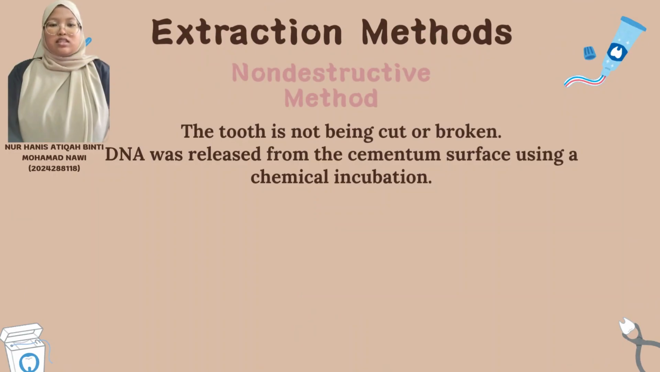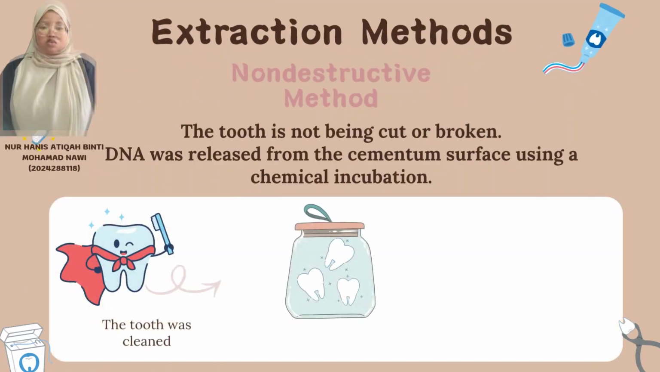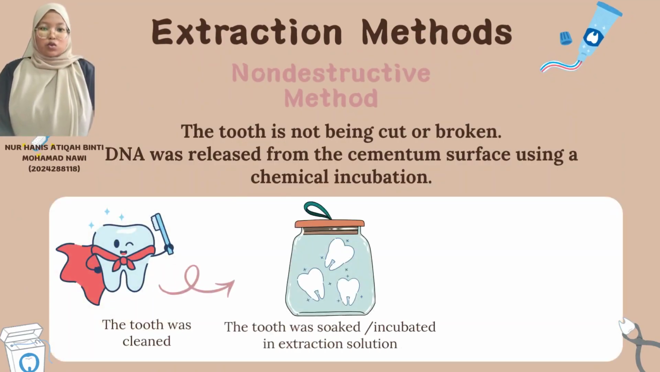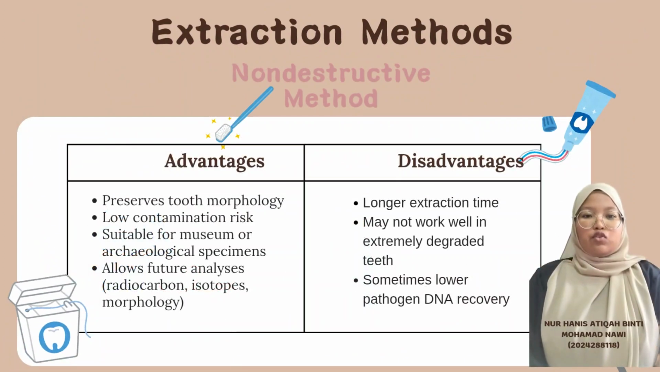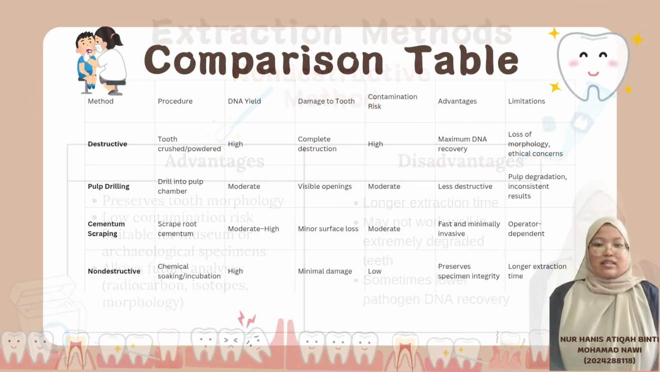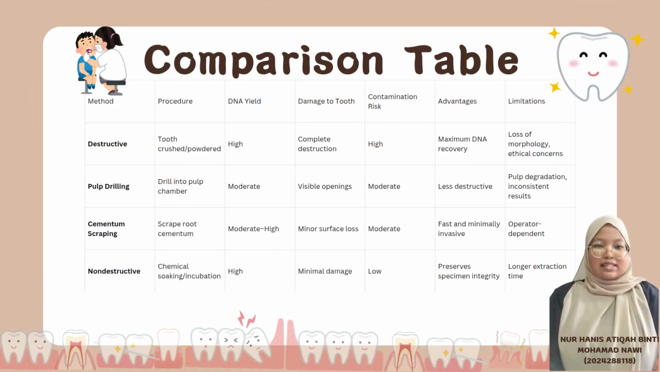The last method is non-destructive method. The tooth is not being cut or broken. The DNA was released from the cementum surface using a chemical incubation. The tooth was cleaned, then soaked or incubated in extraction solution, and the DNA diffused out without damaging the structure. This technique preserves tooth morphology, has low contamination risk, is suitable for museum and archaeological specimens, and allows future analysis, but requires longer extraction time and has other disadvantages. Here is the comparison table for each of the techniques, and they have their own advantages and disadvantages.